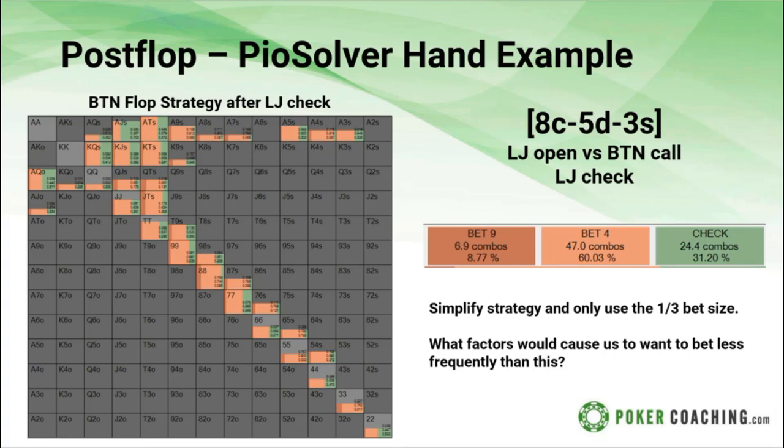So just intuitively, let's think about what factors would cause us to want to bet less frequently than this. It would be an odd, uncommon situation, but imagine if the low jack opens and then always bets his air. Every time he gets air on 8-5-3, he bets, and every time he has a good made hand, he checks. So his checking range would be extremely strong, and that would make us want to polarize our betting range and have a really high frequency of checking. Let's see how we should respond in the low jack.